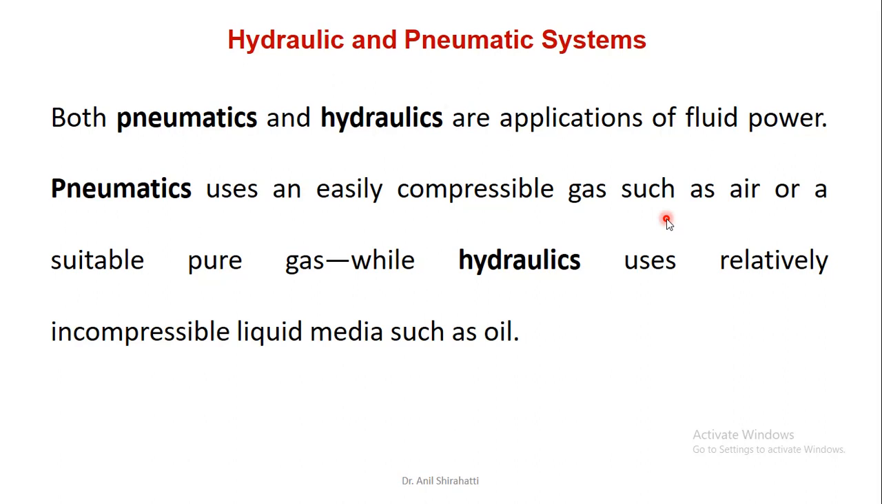So what do you mean by hydraulic and pneumatic system? Both pneumatic and hydraulic are applications of fluid power. Pneumatic uses easily compressed gas such as air or a suitable pure gas, while hydraulic uses a relatively incompressible liquid medium such as oil. So only the medium, either air or oil, will decide whether it is a hydraulic system or a pneumatic system.